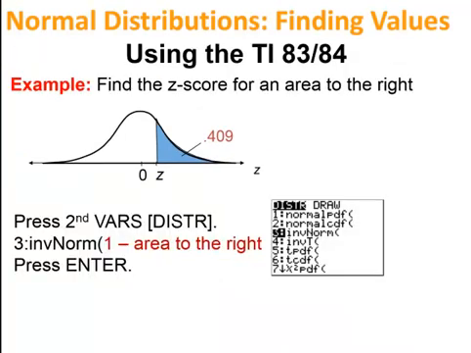So if we were going to do this in the calculator, it's the same process that we did before. You're going to use the second VARS button to get to that distribution menu, and you want to choose the inverse norm. And in the inverse norm, you're going to have to do 1 minus whatever the area is to the right. And you can put it right in this menu, and it will get you the z value associated with it. So our calculators will do the conversion for us.